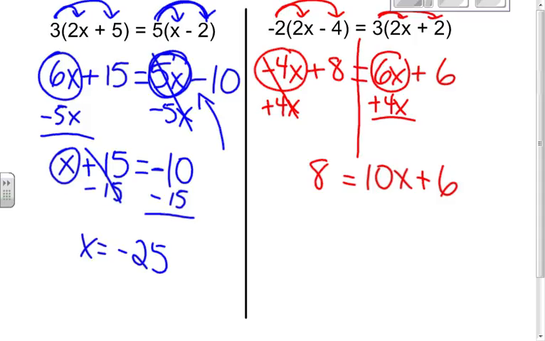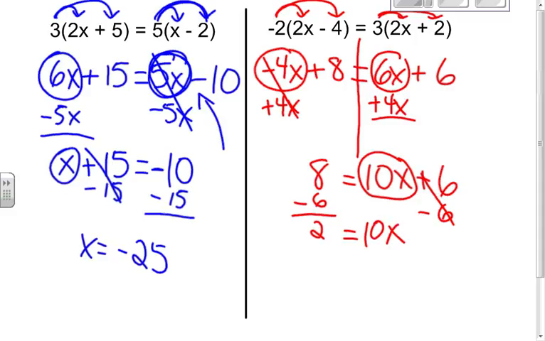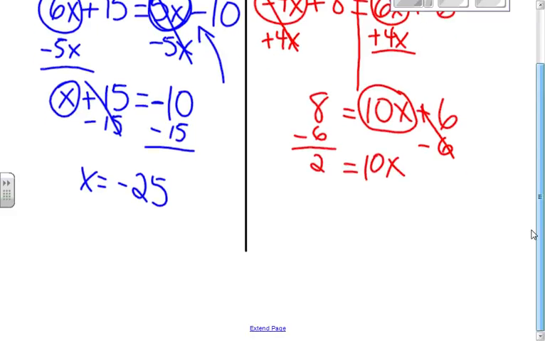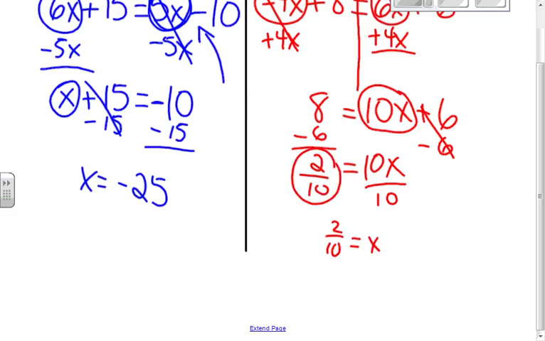Now it's just a two-step equation. Circle the term that has the variable in it and don't touch it. Leave it alone. You need to get rid of the plus 6 first by doing minus 6. So I have 2 equals 10x. And then to get the x by itself, I need to divide both sides by 10. And I get x equals 2 over 10. Notice that when I divide by 10, it already made a fraction. You can leave it, but you have to simplify. 2 over 10 can be written as 1 over 5. So that's the final answer.